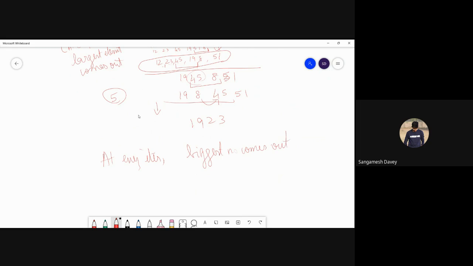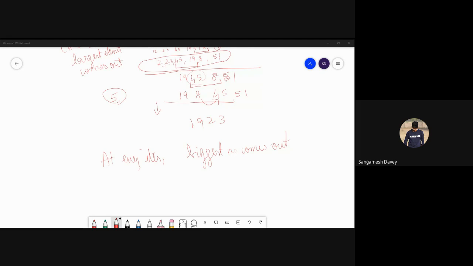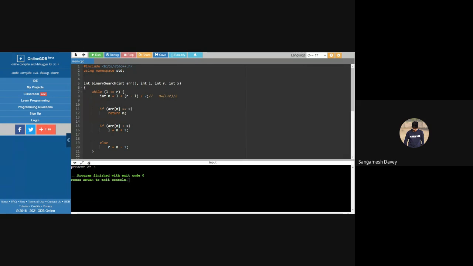Did you get a fair understanding of this? People, did you get a fair understanding? Can I directly jump to the code? Okay, cool. So a detailed course on binary search will be there.